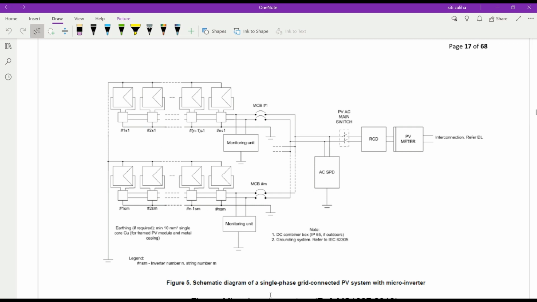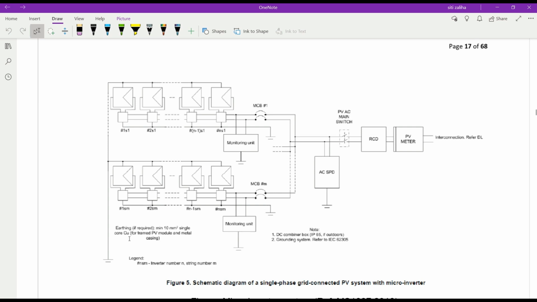So this microinverter is usually connected to one PV module, two or three PV modules. Okay. So in this example, one microinverter, one PV module. This microinverter is usually attached below the PV modules or near the PV modules. So we have a monitoring unit and the breaker MCB. Okay, protection for the inverter.